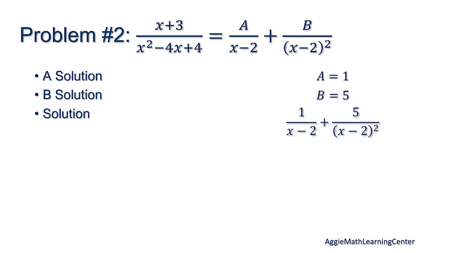We can plug in our a and b values into the partial fraction decomposition to give us 1 divided by x minus 2 plus 5 divided by x minus 2 squared. This is our solution.